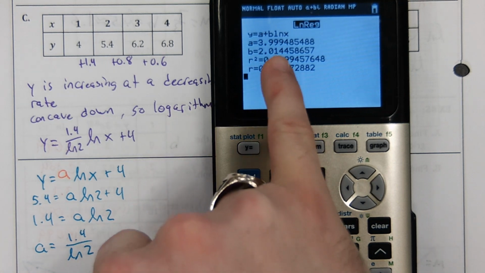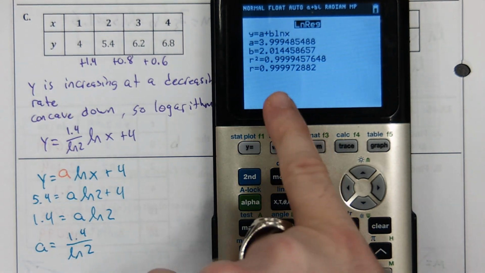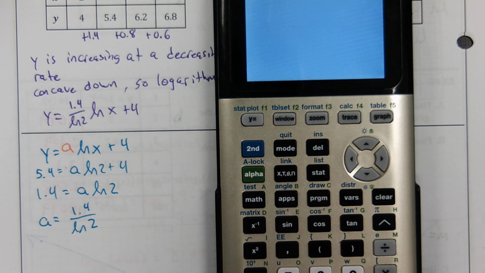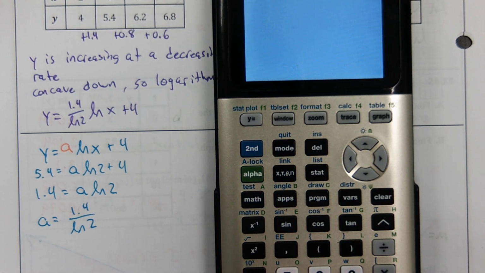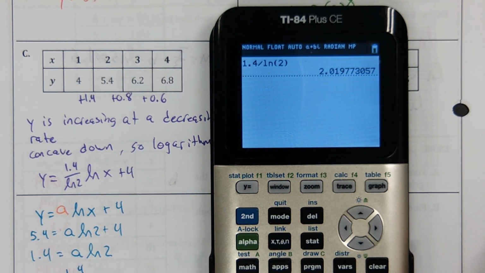So the fact that it doesn't say plus 4 tells us that it's not perfect. I mean, look, r isn't 1, so we know it's not perfect. Okay. And our model's pretty darn close to that. The b value is 2.0145. So let's see if that's 2.0145. Nope. It's close though, right? It's pretty close. So like you said, it's not perfect. And that's okay.